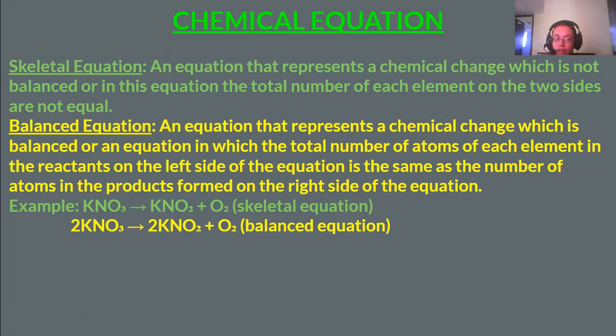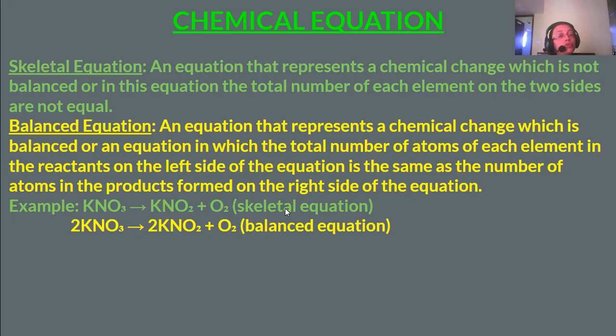That is a skeletal equation that is not balanced. For example, this is a skeletal equation: KNO3 gives us KNO2 plus O2. See, K is okay, N is also okay. O on the reactant side is 3, but on the product side it is 4. So this is an unbalanced equation, or you can say the reactant side is not equal to the product side. So that is a skeletal equation.